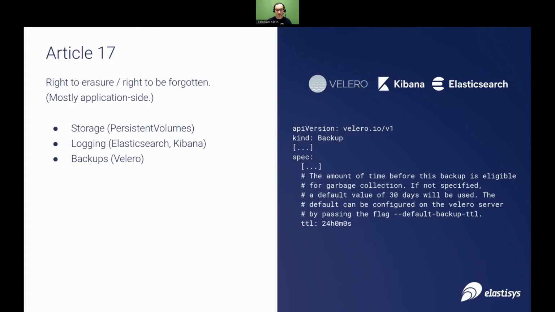So next time when you're configuring Velero, don't just let the default TTL be configured, which is currently 30 days, but try to have an honest discussion with your risk department of what should be a good value for time to live here. And in case of doubt, probably something like 7 days or maybe even 24 hours might make sense.